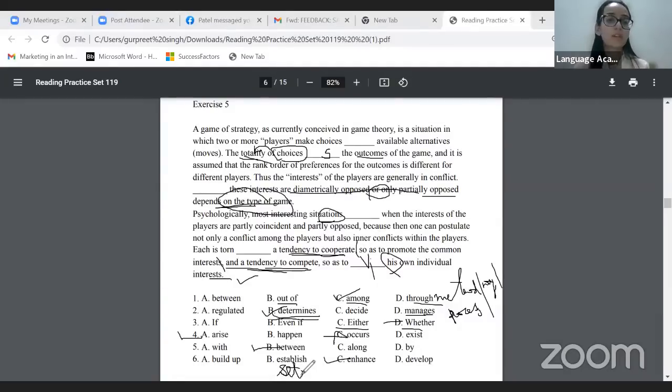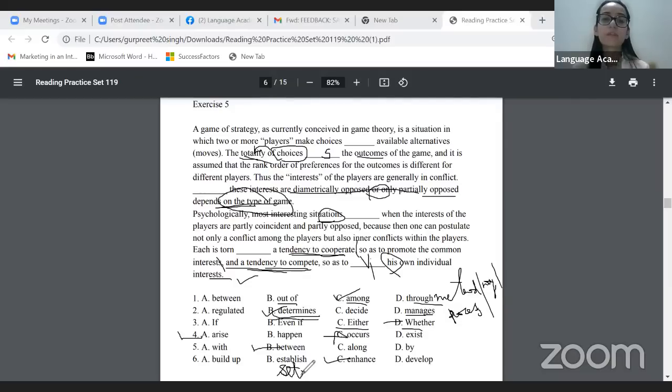Develop, we don't, interest is already there. So we don't develop it. We are between two tendencies because we want to increase our interest of winning. So enhance is the right answer here. Right? So these are the answers.